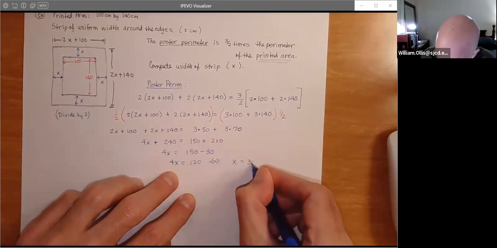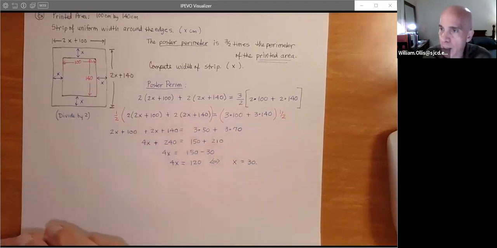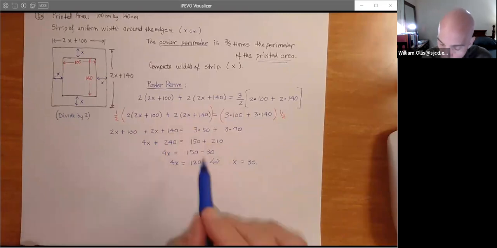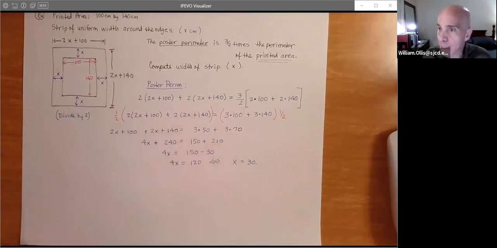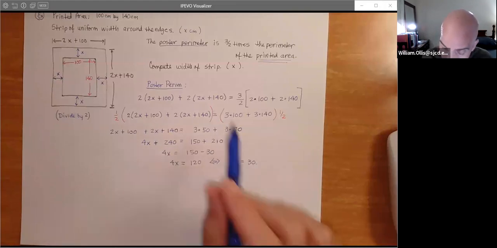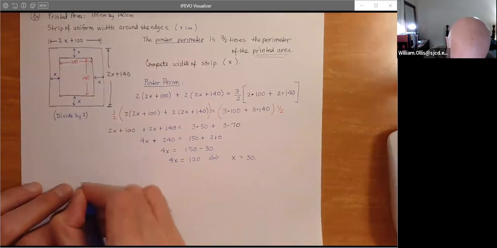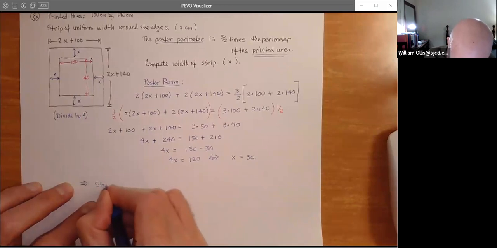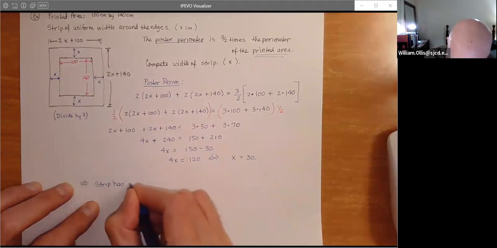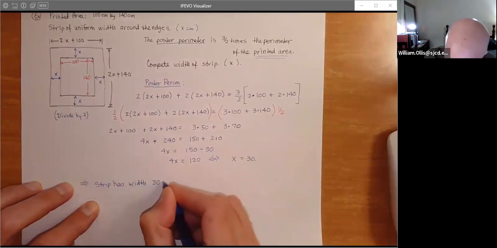So this is an example of, again, not just multiplying everything out and getting numbers that are large. It's just a matter of letting the algebra do some of the work for you, where the numbers are very simple and we can easily combine them. Now, in our conclusion, we would just say that the strip has width 30 centimeters.